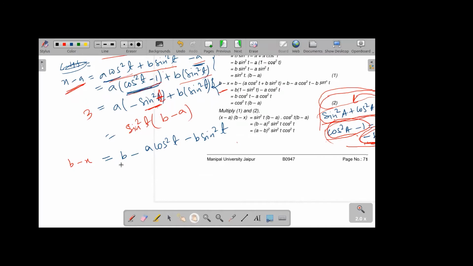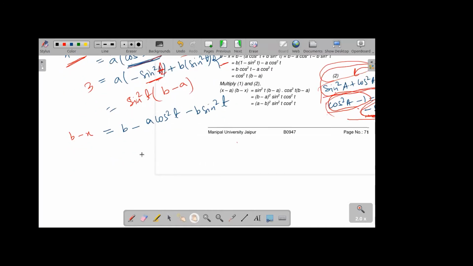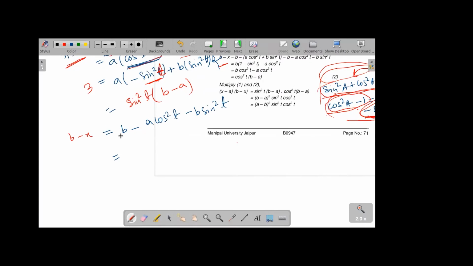Now, like the previous process, what we have to do is take b common. So this will be 1 minus sin square t, and it will remain minus a cos square t. So now what will be this value? Cos square t. Right? Cos square t, because these formulas are similar.